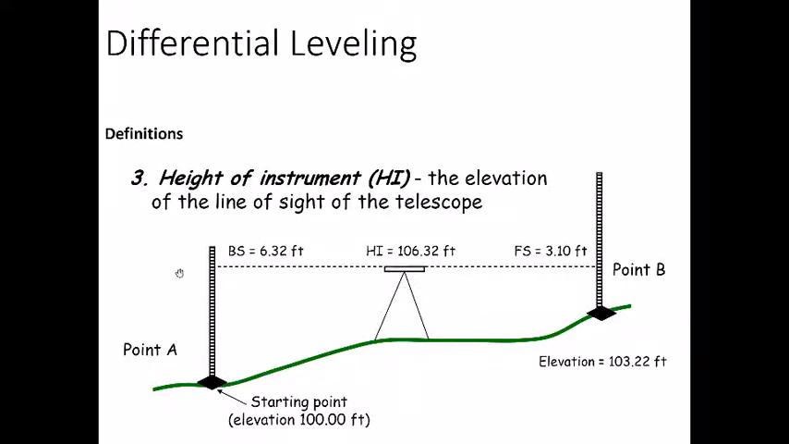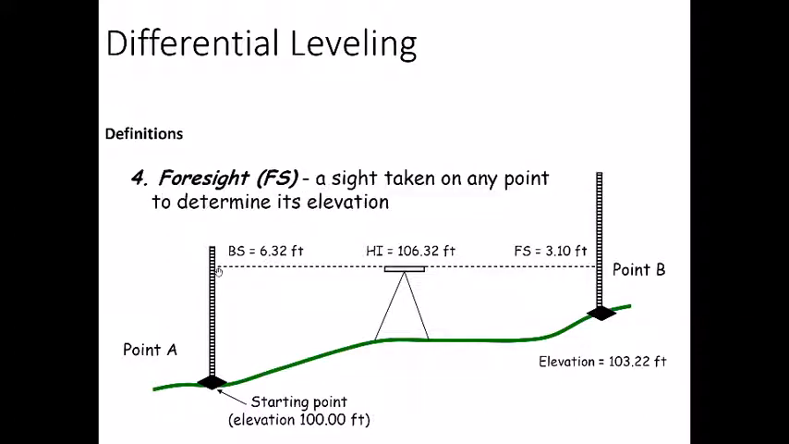And height of the instrument is basically the reduced level of an imaginary plane. The line of sight, which is an imaginary, intangible thing, and its reduced level is known as height of instrument. Foresight is the reading taken, which is the last reading taken in any setting of the instrument. So in this case, we only took two readings, one backsight, and the other reading would be called a foresight.